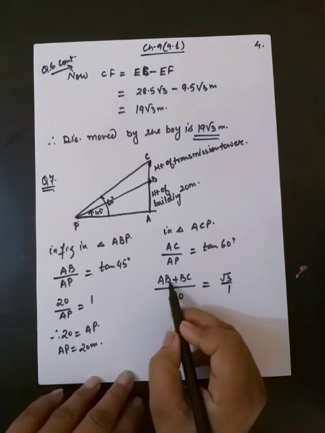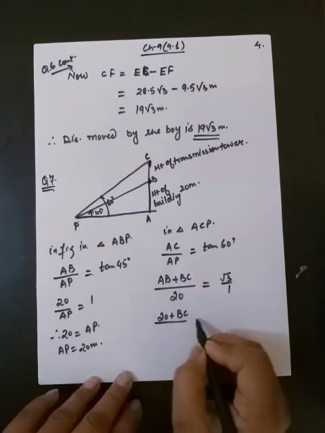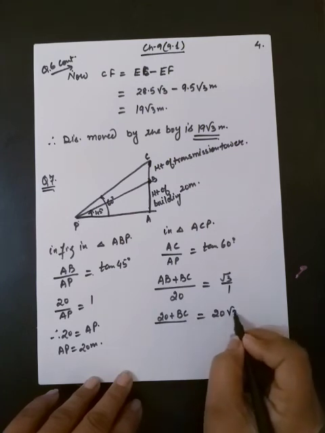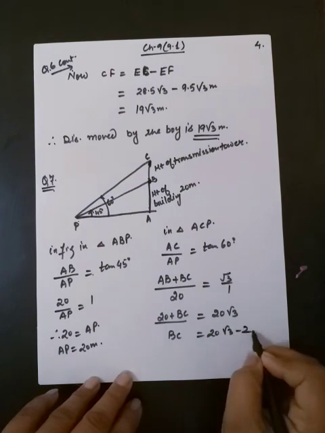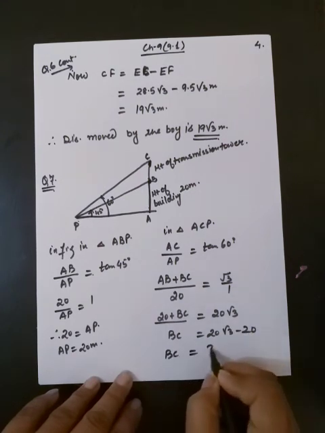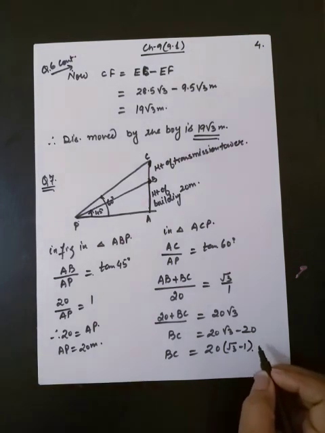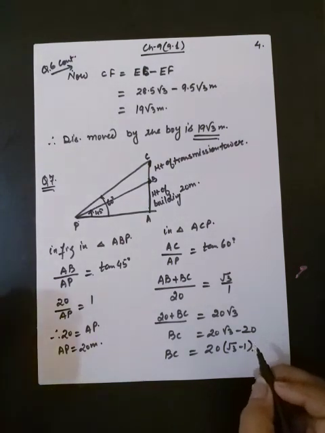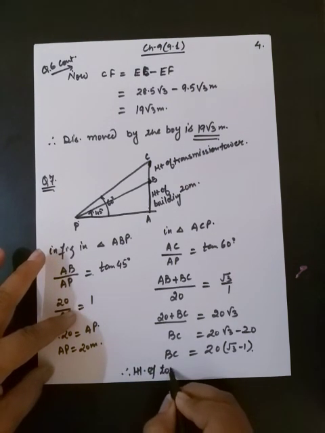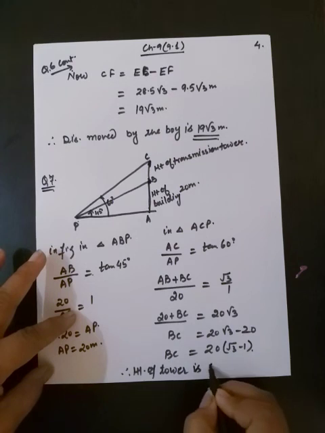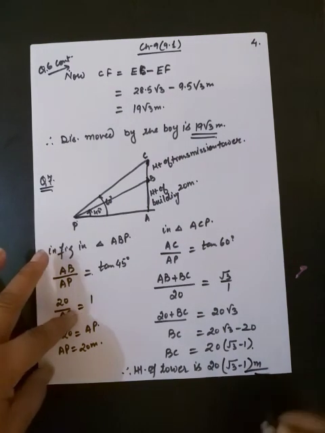Again we can put the value of AB here. It will be 20 plus BC is equal to 20 root 3. So BC will be 20 root 3 minus 20. So therefore BC is equal to 20 common under root 3 minus 1. And BC is the height of tower. So therefore height of tower is 20 into root 3 minus 1 meter. This is the answer.